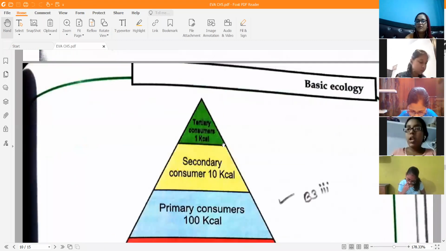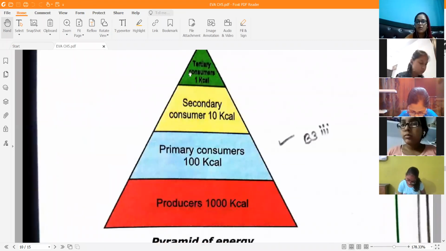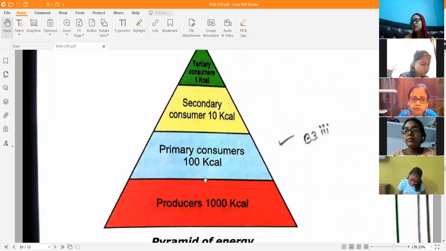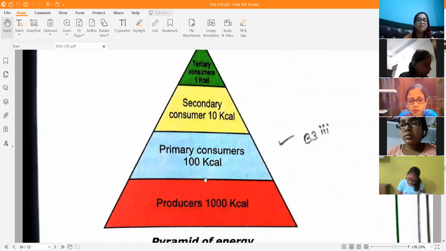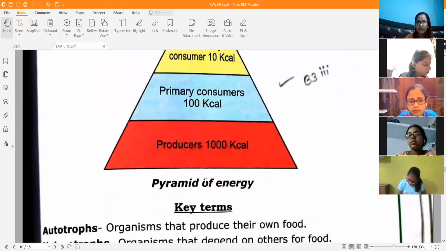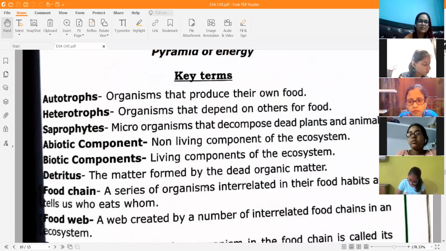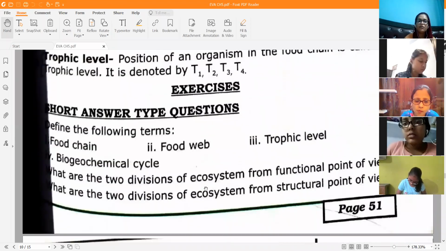Then we have pyramid of energy, that is, as we go up the level, the energy transfer keeps decreasing. Only 10% of the energy gets absorbed by the body of the organism in the next level. Now you have to learn these key terms, and we move on to the exercises.